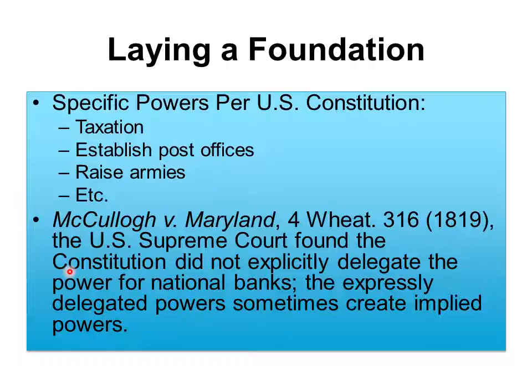And they do. They interpreted the Constitution in this case, and they found in their interpretation that the Constitution does not explicitly delegate the power for national banks, and the expressly delegated powers sometimes create implied powers. So something may be expressly delegated, and it doesn't say in the Constitution exactly this, but because of these expressly delegated powers, there are some implied powers of Congress. And that is what McCullough versus Maryland is explaining.